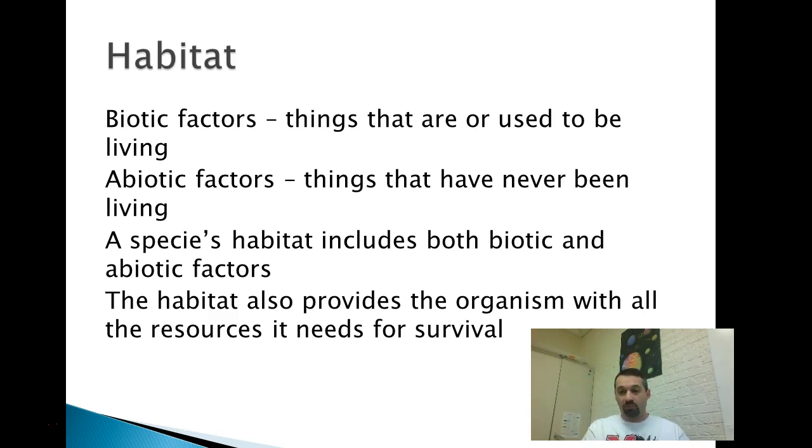All right, so organic material. Abiotic, A before something means not. So abiotic means not living, and it's things that have never been alive. All right, so those would be like rocks, minerals, stuff like that. All right, and so a species habitat, there's a typo there, includes both biotic and abiotic factors. Okay, and then the habitat provides the organism with all the resources it needs for survival. So an organism needs both biotic and abiotic things or resources to survive. Even we as organisms, we need that. All right, so some information about habitat.